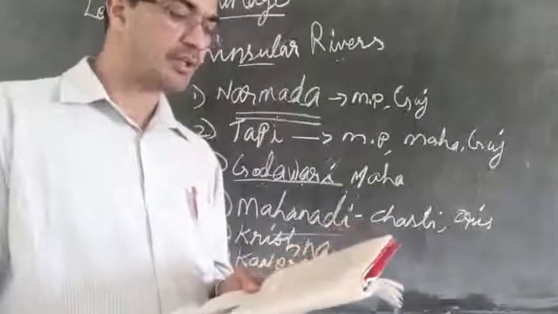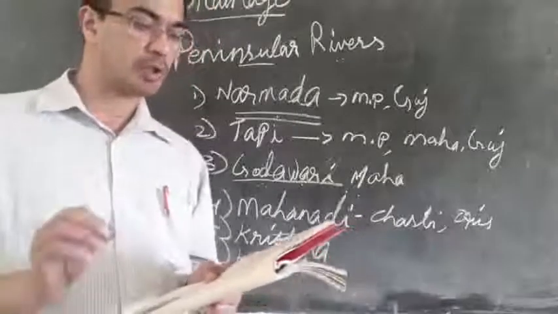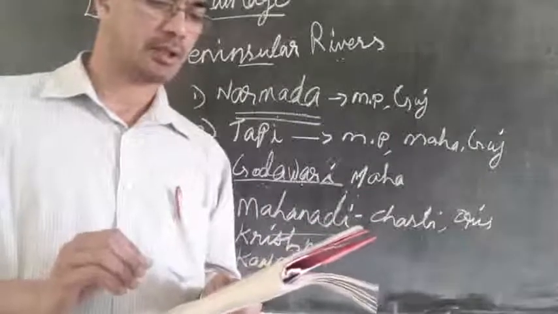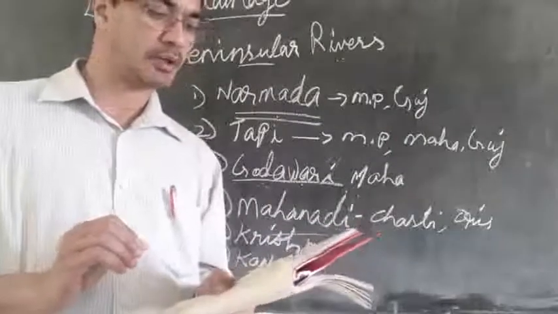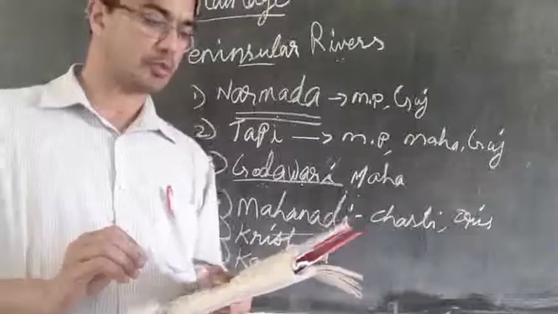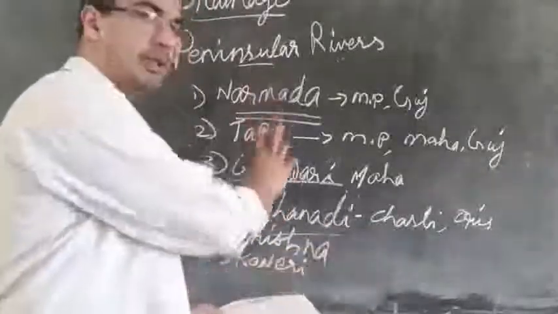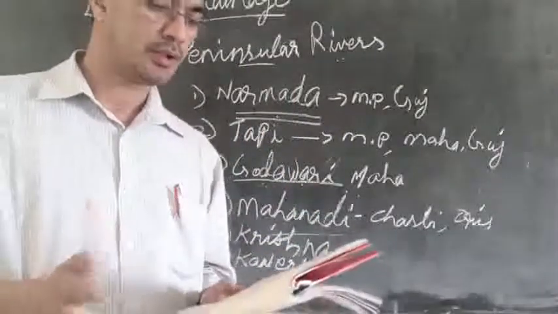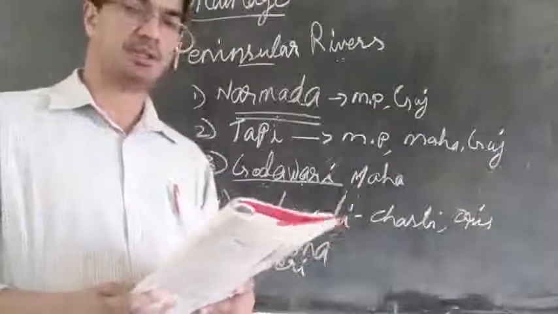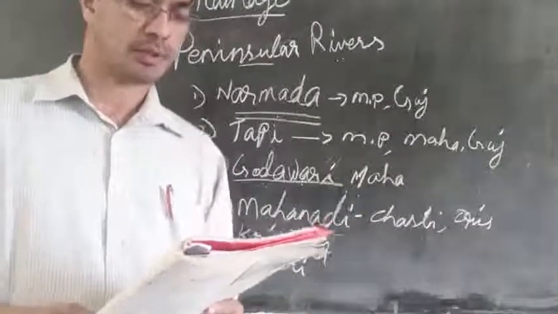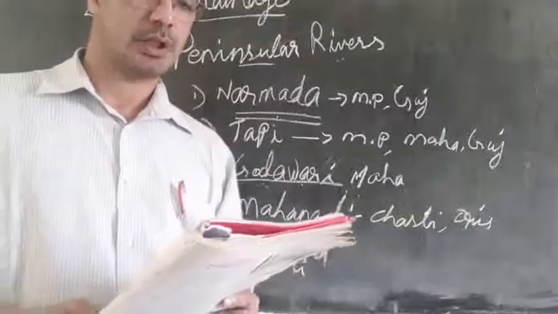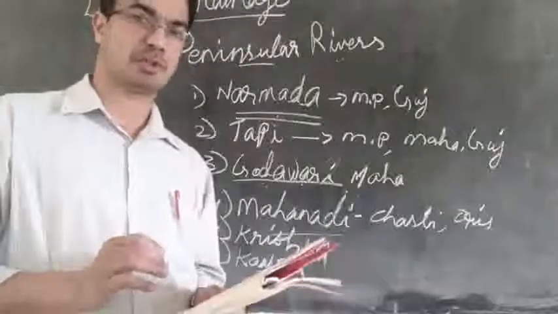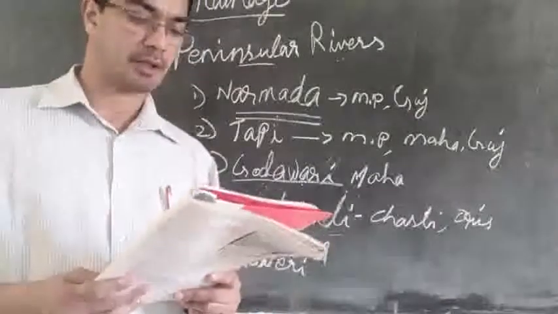Then besides these major rivers, there are some smaller rivers flowing towards the east. The Damodar, the Brahmani, the Baitarani and the Subarnarekha are some of the notable examples. So apart from these bigger major rivers, there are also some small rivers flowing towards which side? Flowing towards the east. And they are the Damodar river, the Brahmani, the Baitarani and the Subarnarekha. These are some of the small rivers. Just remember their names.